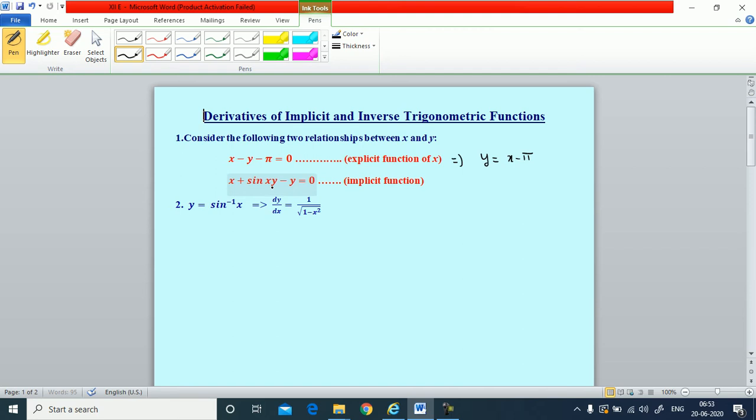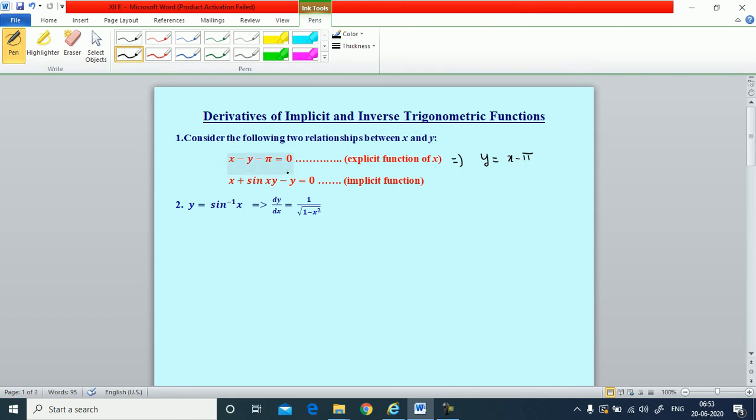x. Okay, so these type of equations, or equations where we are unable to express one variable in terms of the other variable entirely, that is an implicit function. And this one is an explicit function of x because we were able to convert y in terms of x. So in this session we will see how these type of functions are differentiated.